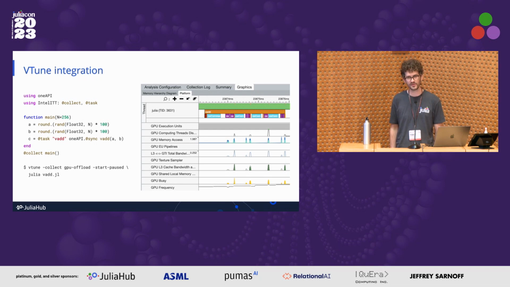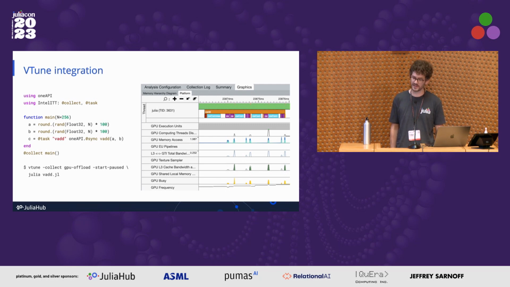vTune could already be used in combination with Julia to profile your own code. But we've done a bit of development to develop Intel ITT.jl, which is a Julia wrapper to interface with the Intel instrumentation and tracing libraries, which make it possible to enrich your timeline trace in a very similar way like we saw earlier today with NVTX.jl.